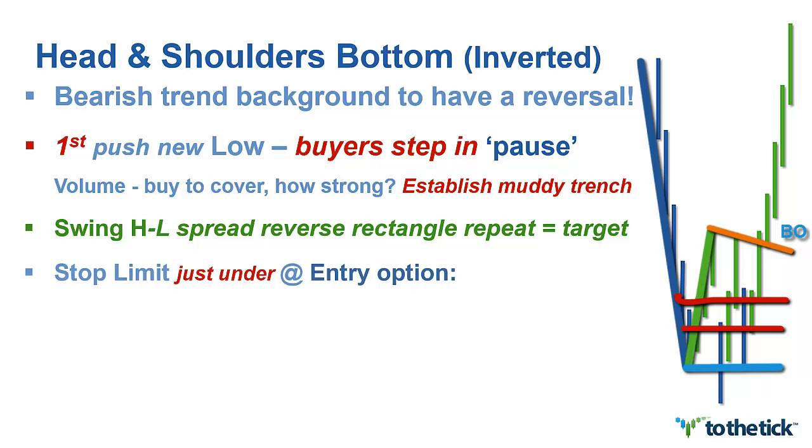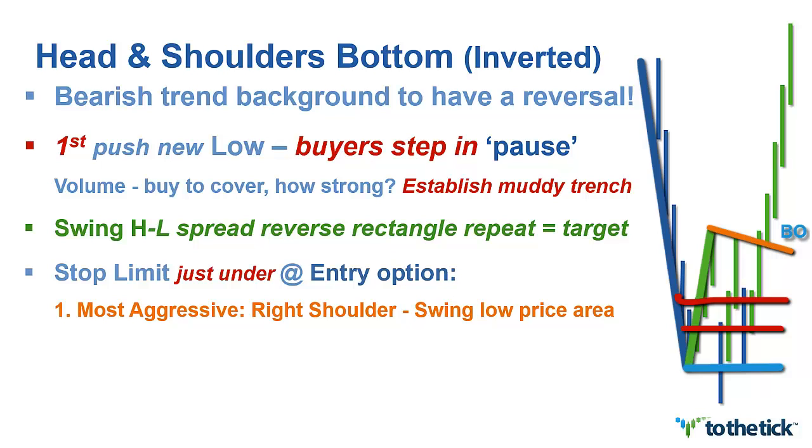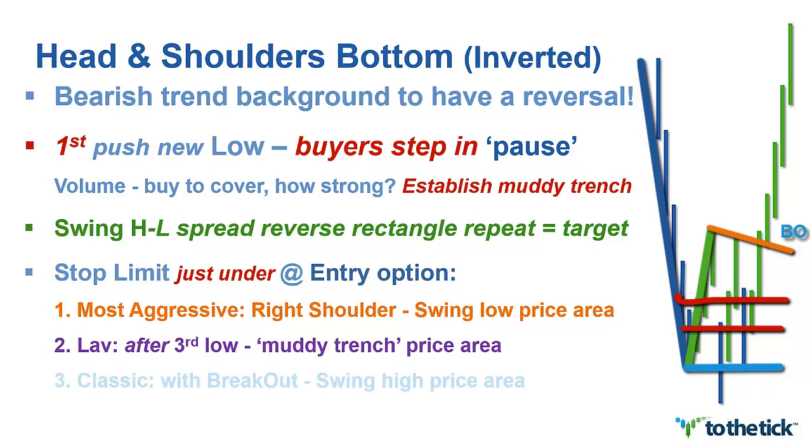Put that stop limit just under each of these entry options. The most aggressive is on that right shoulder, low, swing low right shoulder, number 3 effort. LAV's method, wait for that to happen, then come in looking for who controls the muddy trench. Once the bulls control it, go for it. Number 3, that classic breakout.